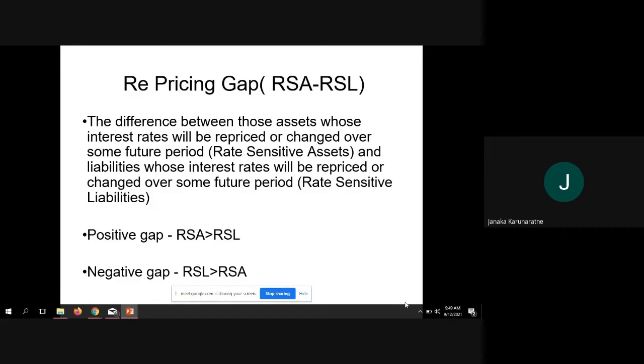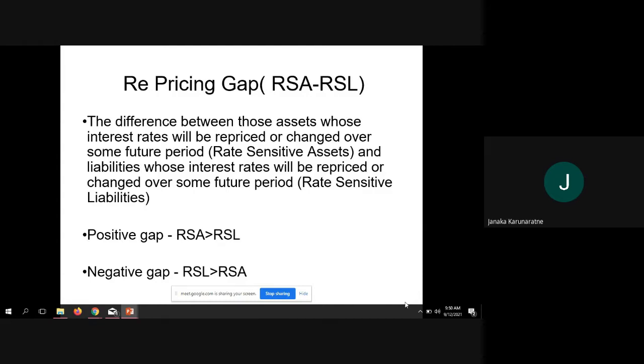Now let's say today we are on the 12th of September. Your risk manager wants to identify the repricing gap of your assets and liabilities over the next 3 months period. So the repricing gap equals the assets which are repriced over the next 3 months minus the liabilities which are repriced over the next 3 months.